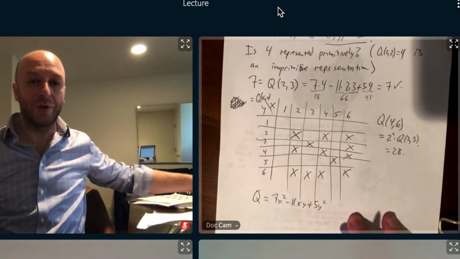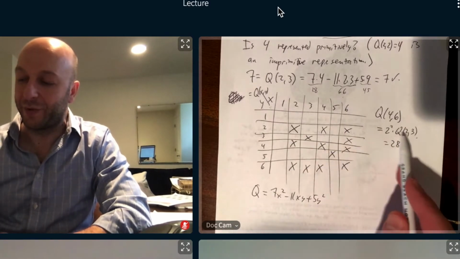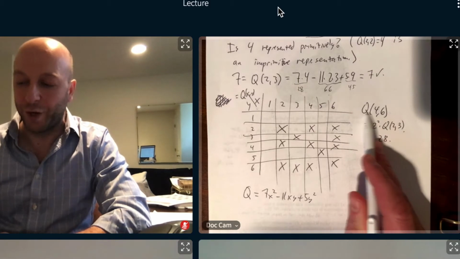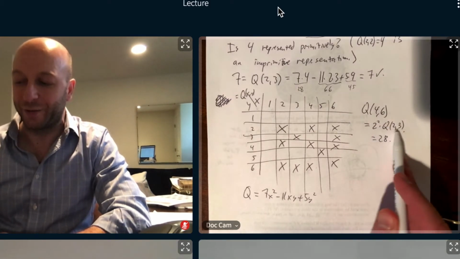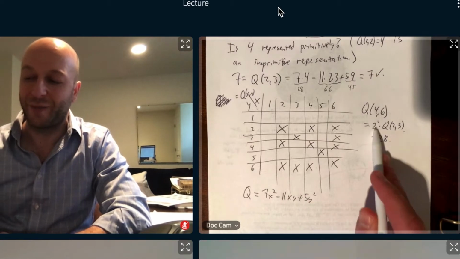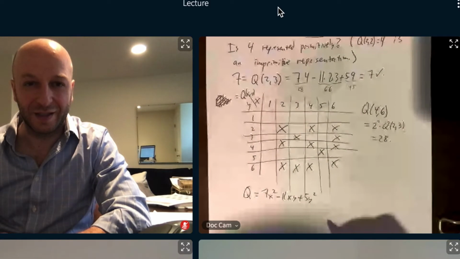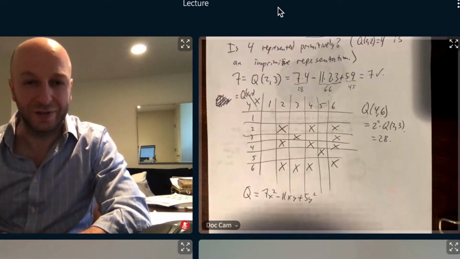Why are even numbers not primitive? Whenever you have a pair of even numbers, if x and y are both even, then there's no point in working out what q is for that pair. Divide both by 2, work out what the primitive value is, and then multiply by 2 squared. Does that make sense, Sheik? Why we don't care about those values?